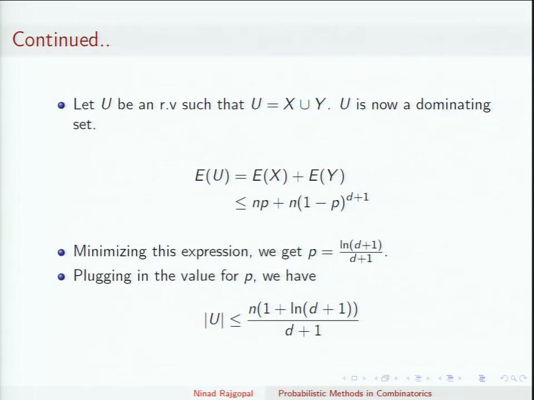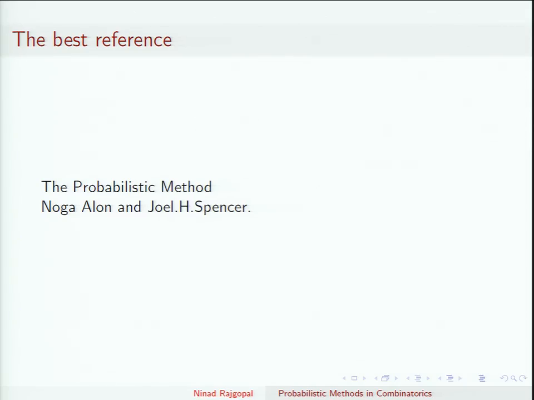So what I gave in this talk was just an introduction, a gist of how we would start using the probabilistic method for enumerating structure. The best reference for this would be the book The Probabilistic Method by Alon and Spencer. And yeah, with this I will end my talk. Thank you.